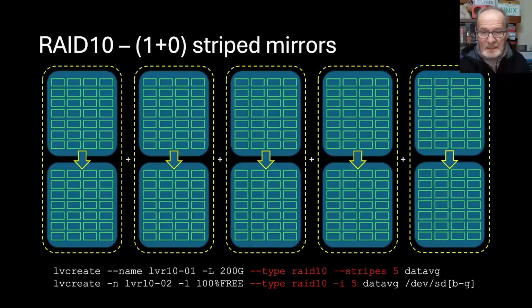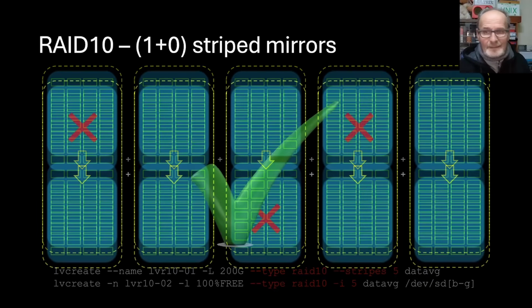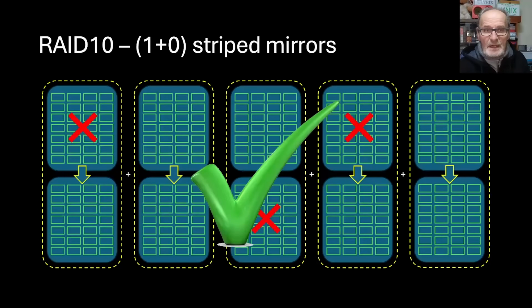And you can see the syntax below. It's very, very easy. --type RAID 10. How many stripes do I want? I want 5. And we can say -i instead of --stripes. So that's wonderful. Now, the benefit of this, having 1 plus 0, is that you can actually have multiple disk failures. I mean, don't rely on it. In that picture there, we've actually got 3 failed disks. However, our data is still secure.